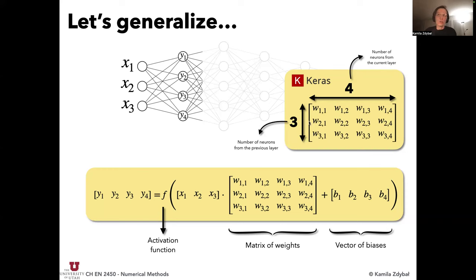The number of rows in that weights matrix is equal to the number of neurons in the previous layer, so in this case, three. And the number of columns is the number of neurons in the current layer, in this case four. So it's a 3x4 matrix. The same would apply to the second layer, which has five neurons: the matrix of weights would be 4x5, and so on. The column in that matrix of weights corresponds to, for example, these three connections, all of the connections that lead to this neuron yi.